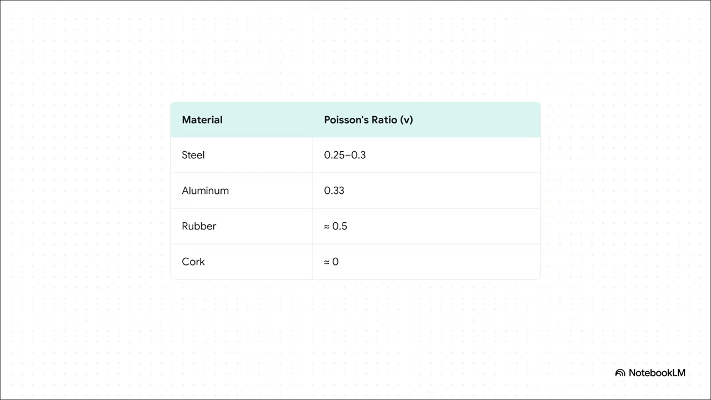And just to give you a feel for this, check out where some common materials land. You can see strong, rigid materials like steel and aluminum are kind of in that middle ground, around 0.3. That tells us they have this really predictable, moderate amount of sideways shrink when you pull on them, sitting right there between the extremes of cork and rubber.